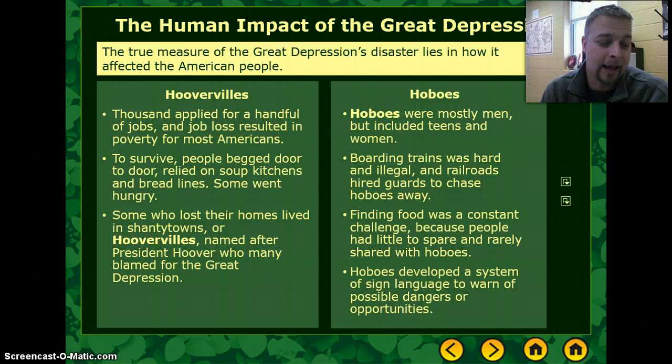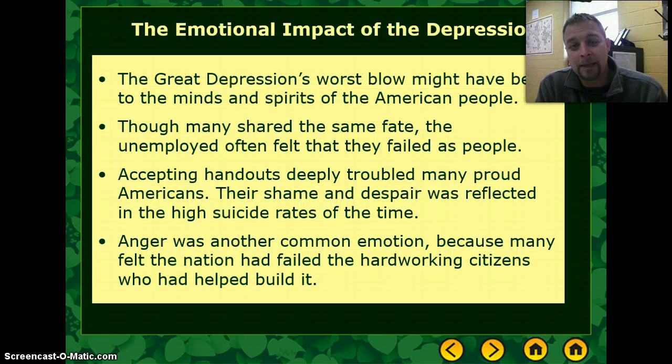The worst impact, though, was the emotional, the psychological impact of the Great Depression. It really was a blow to the psychology of Americans.